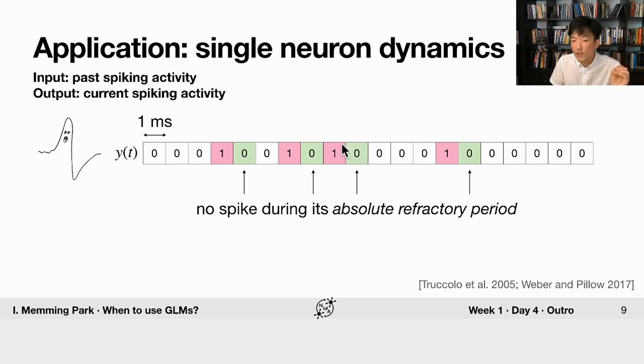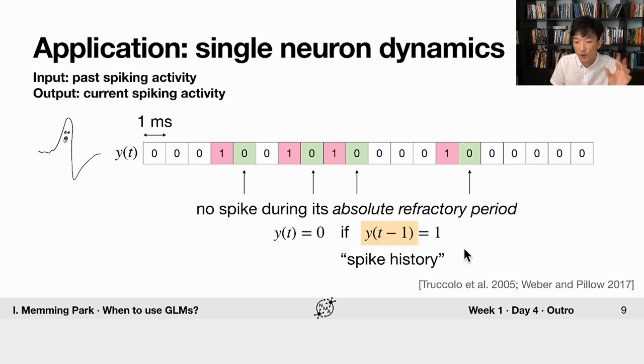If it's always the case that there's no spike right after a spike, then this is an absolute refractory period. And this relationship could be captured by a GLM. If you consider y of t minus one as a covariate, this is called a spike history. So the y of t, the current time bin, will have no spike if the previous time bin had a spike. So how can we express this in a GLM?